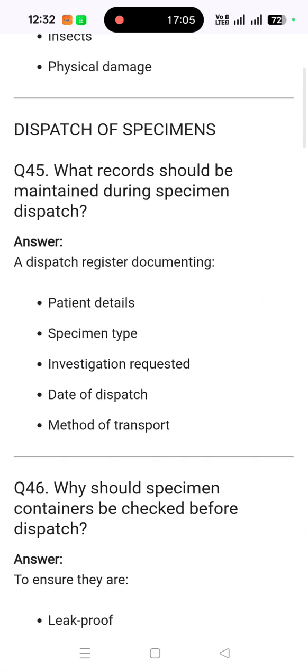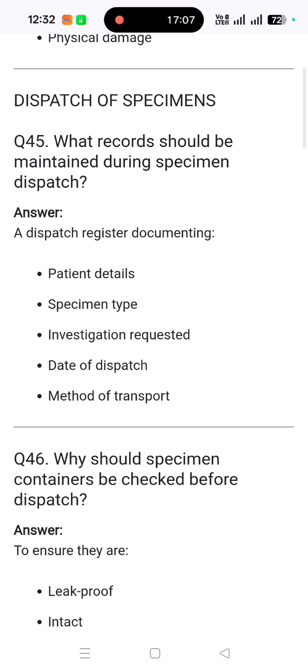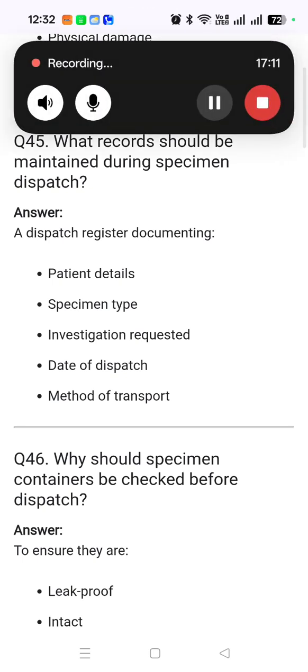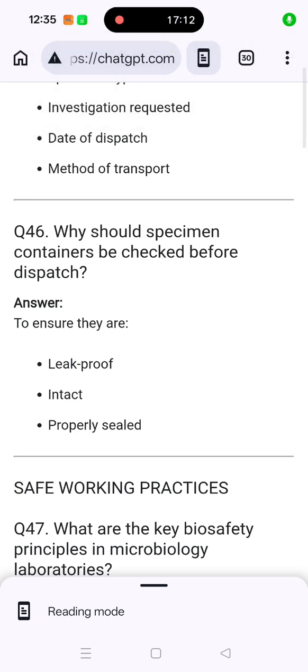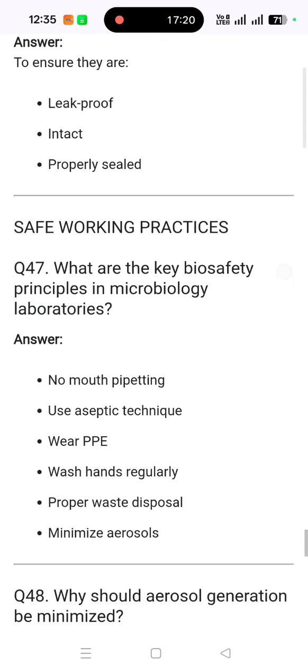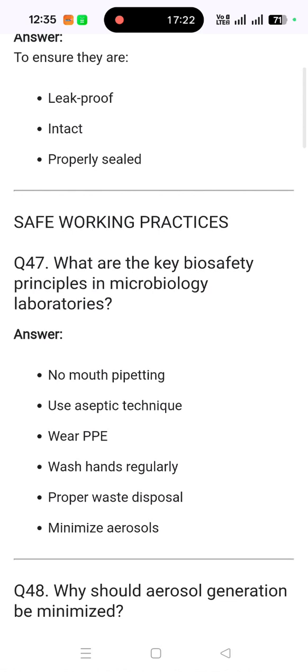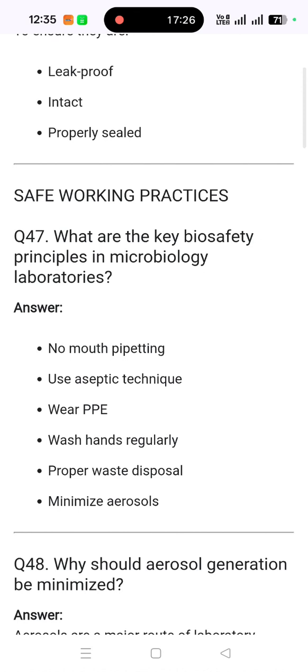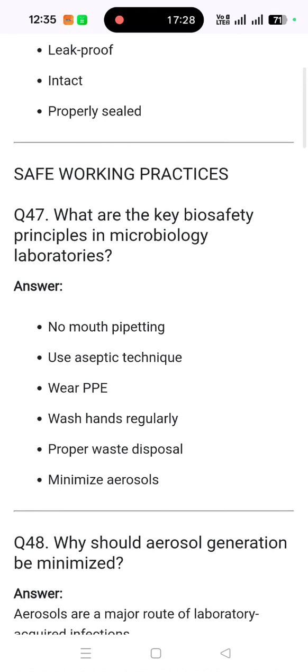Dispatch of a specimen. What record should be maintained during specimen dispatch? Why should specimen containers be checked before dispatch? To ensure they are leak proof, intact, and properly sealed. Otherwise, it may cause infection to the person who is doing the transport, and when the person opens your vial at the lab, they won't find anything.